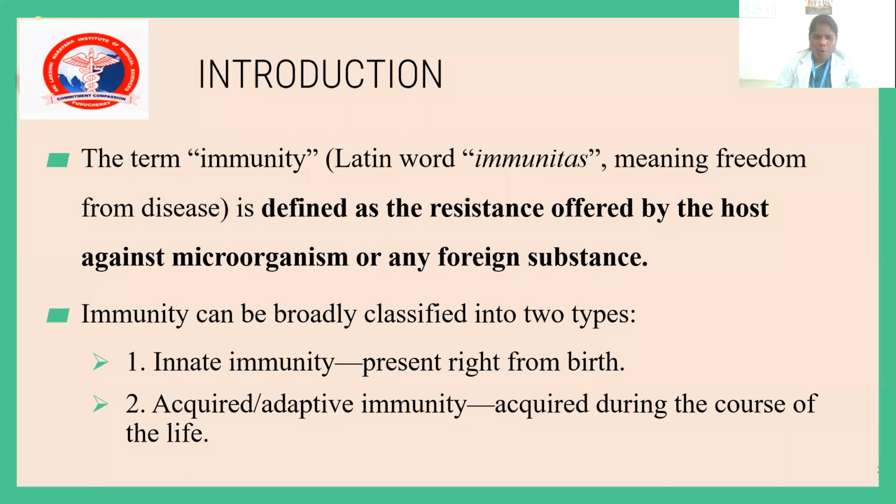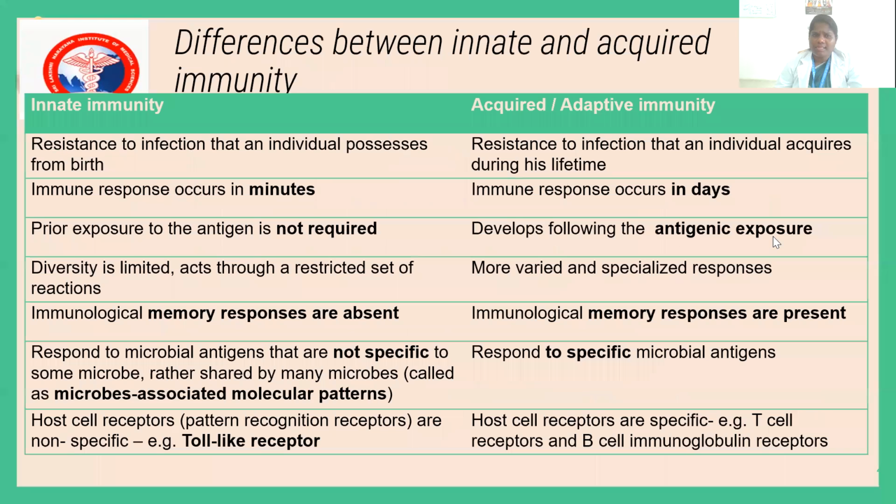It is broadly classified into innate immunity and acquired or adaptive immunity. What do you mean by innate immunity? Innate immunity is nothing but the resistance one gets at birth itself. But in the case of acquired immunity, it is acquired during the course of life. This is the difference between innate and acquired immunity.